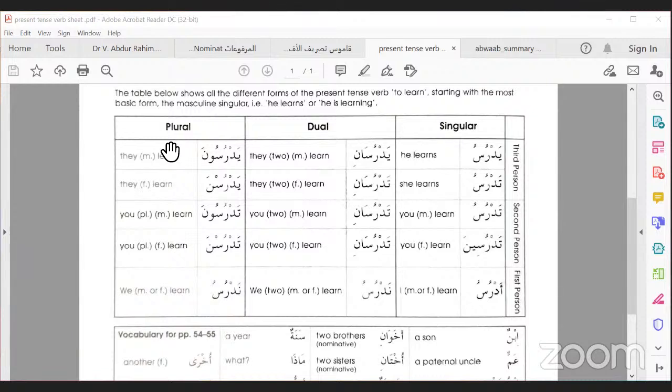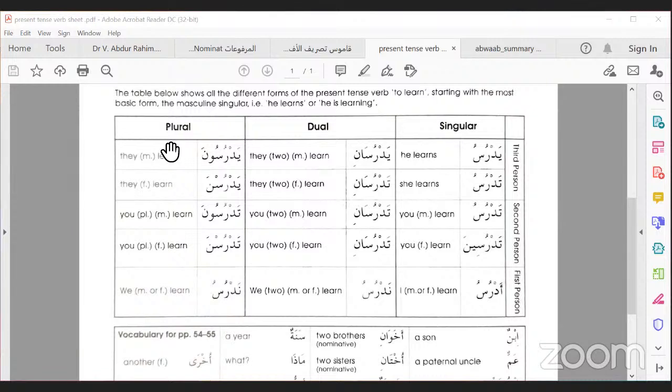Masculine, two persons: they two men learn, يدرسان. They two females learn, تدرسان. And in the second person form, you two men learn, so for both of them, تدرسان. You two females learn, تدرسان. Great.